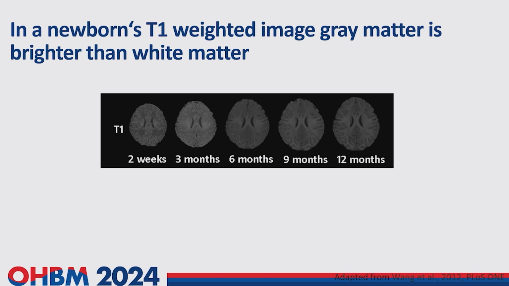And as the myelin content increases during the first year of life, the contrast between the gray and the white matter slowly shifts, so that by 12 months, the white matter is actually lighter than the gray matter, which is what we would usually see in adults. This, however, is an issue for us because in order to fit separate FODs for the gray and the white matter, we need to be able to draw boundaries between these different tissue types.